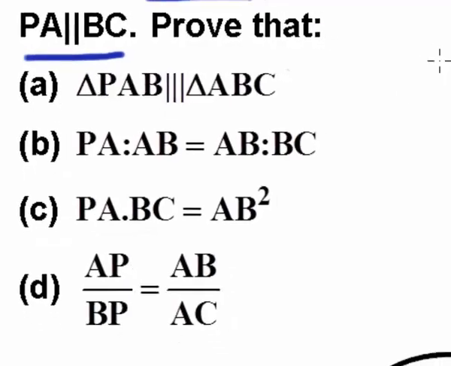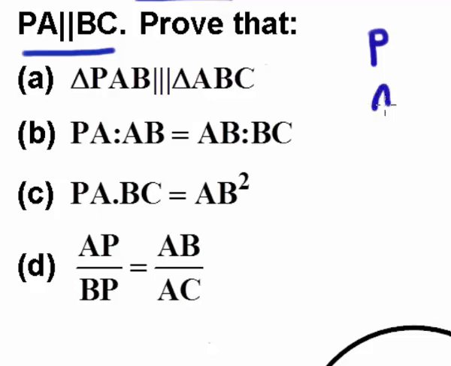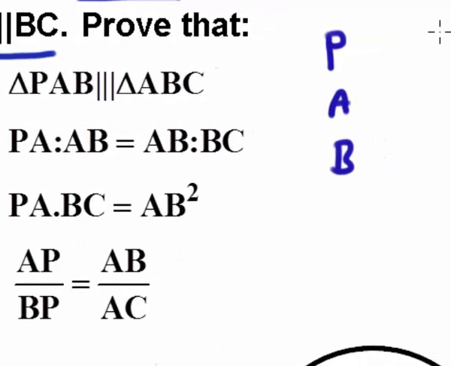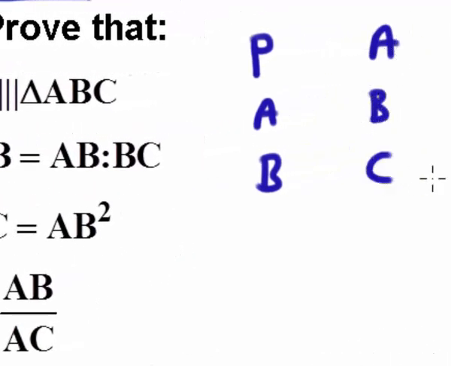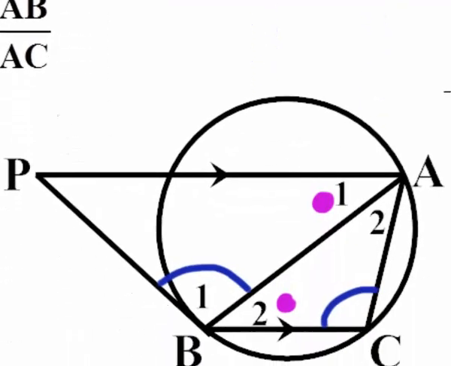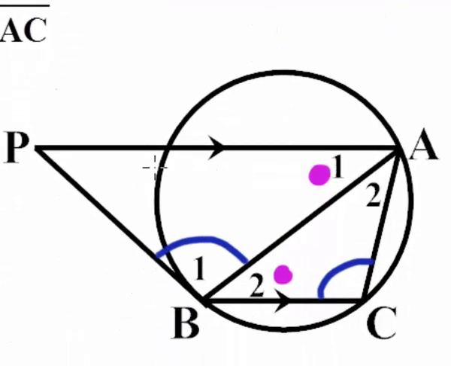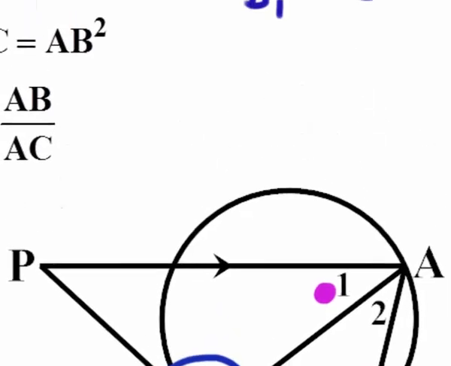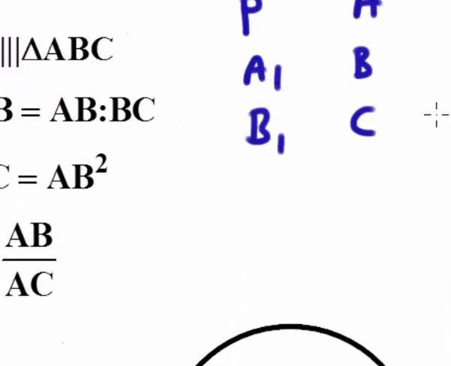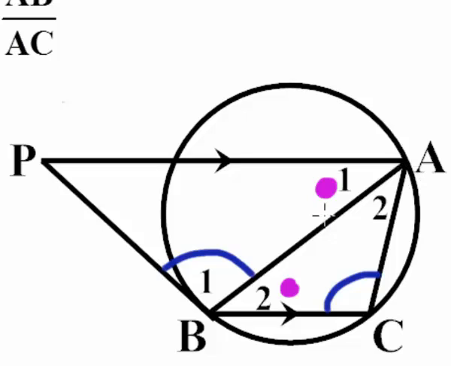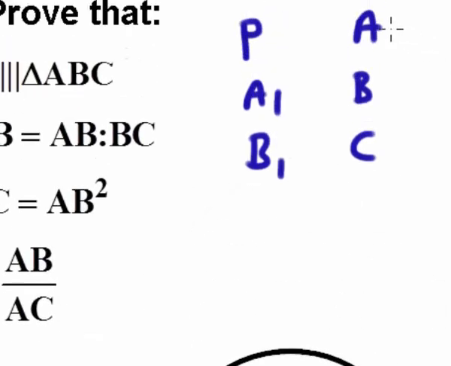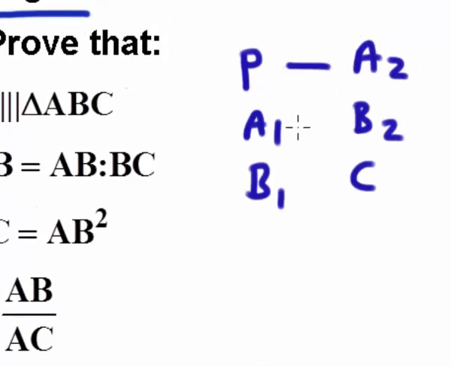Triangle PAB. Let's match make the angles PAB and ABC. So we've got to match these angles. Let's go and look at the triangles. PAB is PA1B1, so let's put the little markings there, A1 and B1. And then we've got triangle ABC, which is A2, B2, and C. Now we want to match these angles and see what reasons we can use to prove them equal.